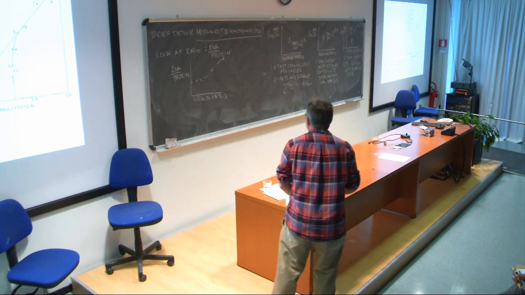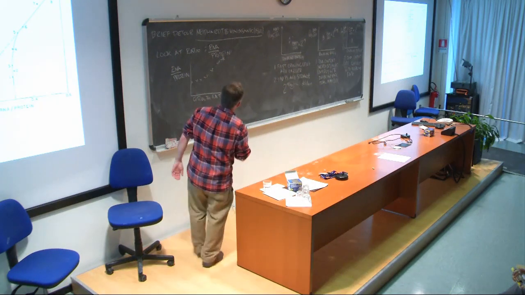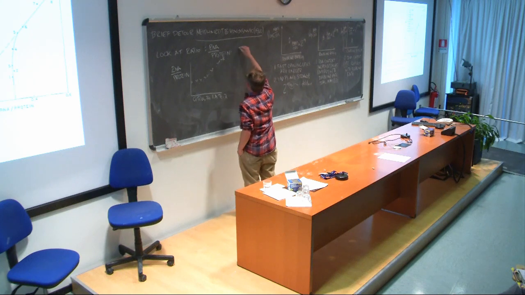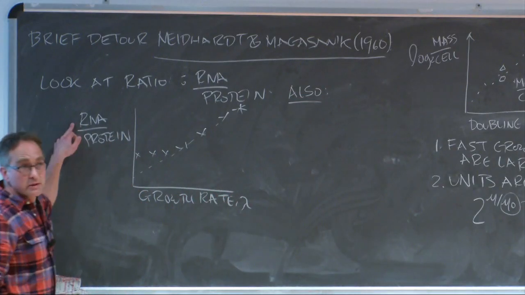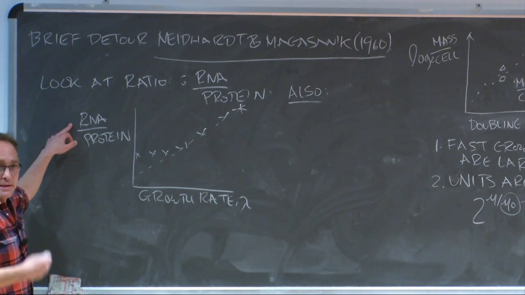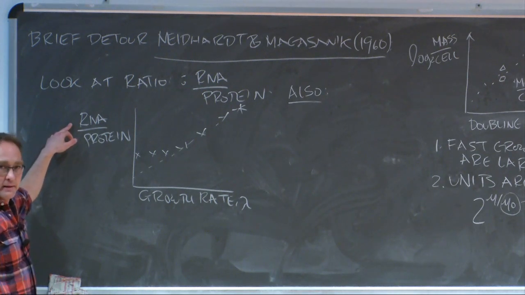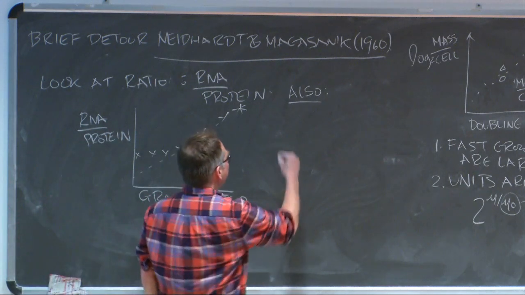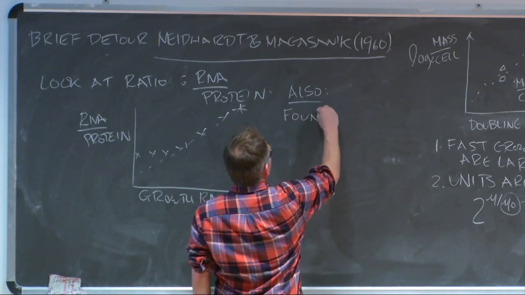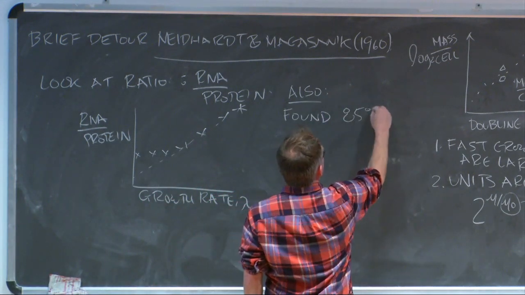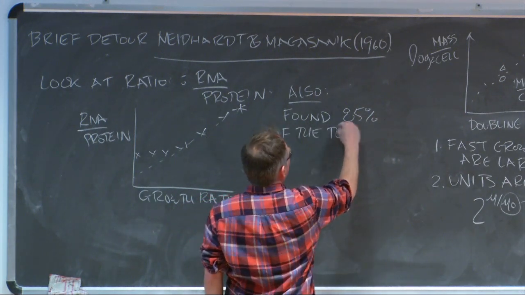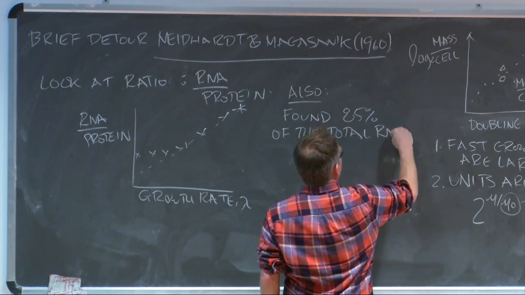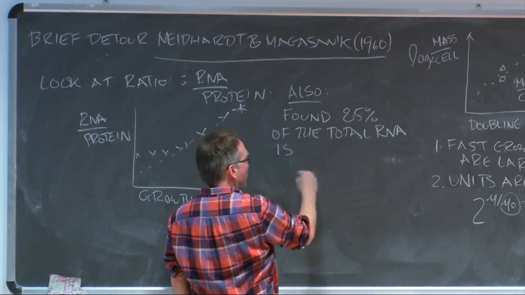All right, I'm going to give you one more piece of information, and then I'll tell you their conclusion. So also, this is total RNA. So this is all of this chemical in the cell. But they found that 85% of the total RNA is ribosomal RNA.